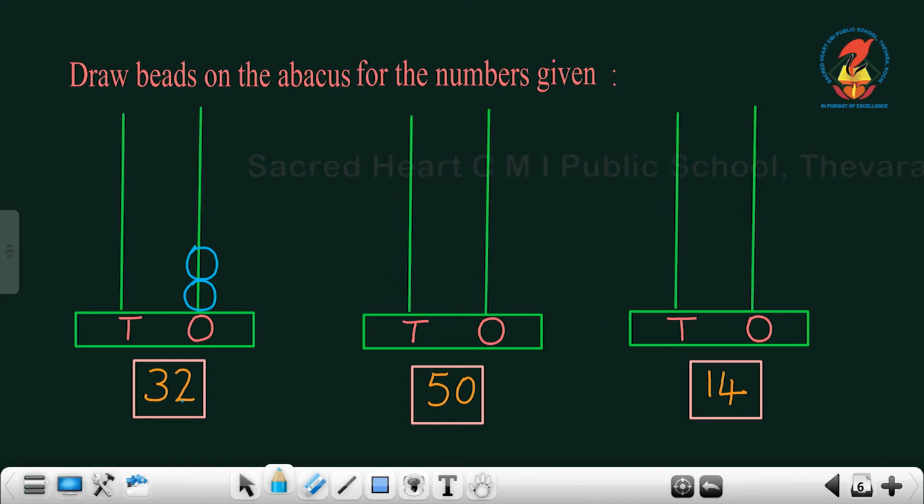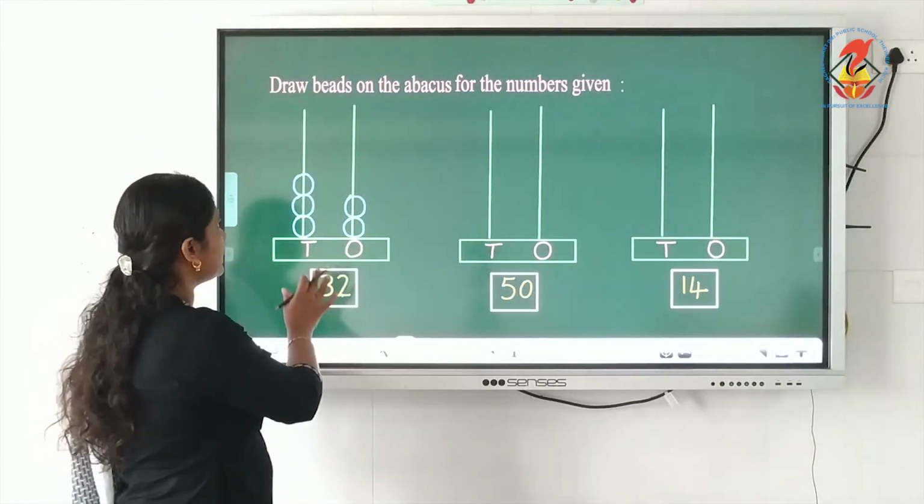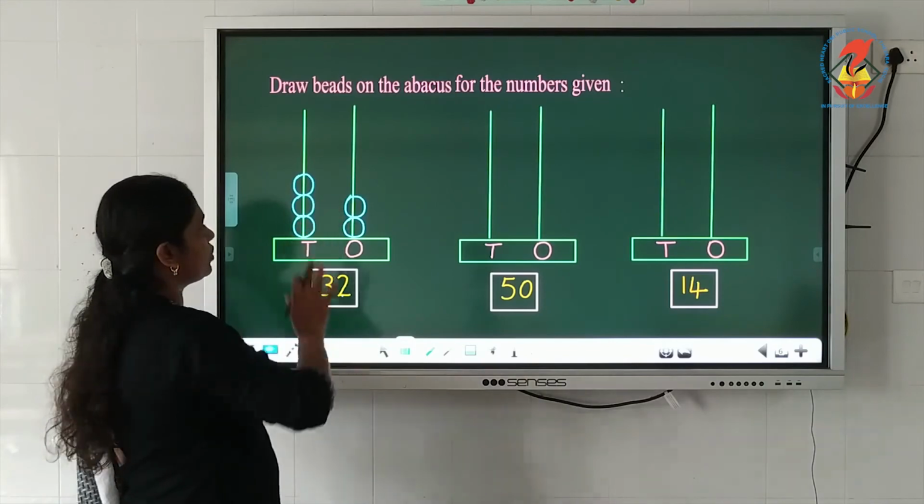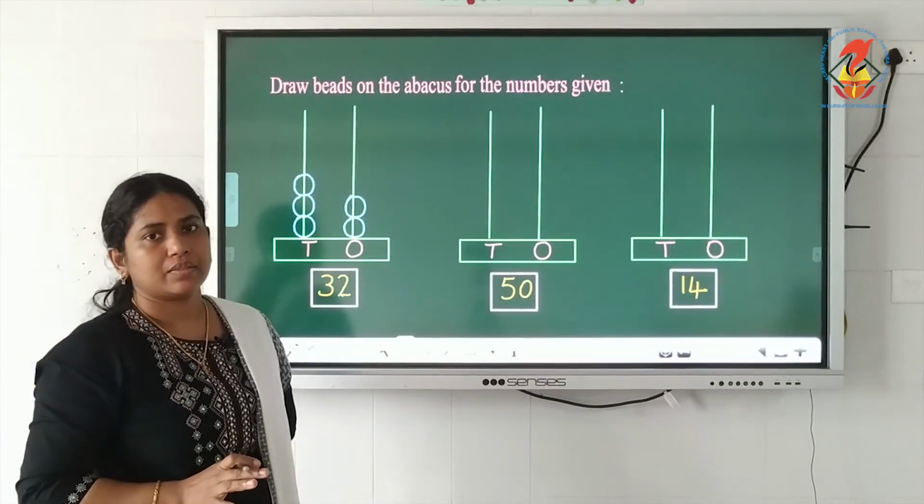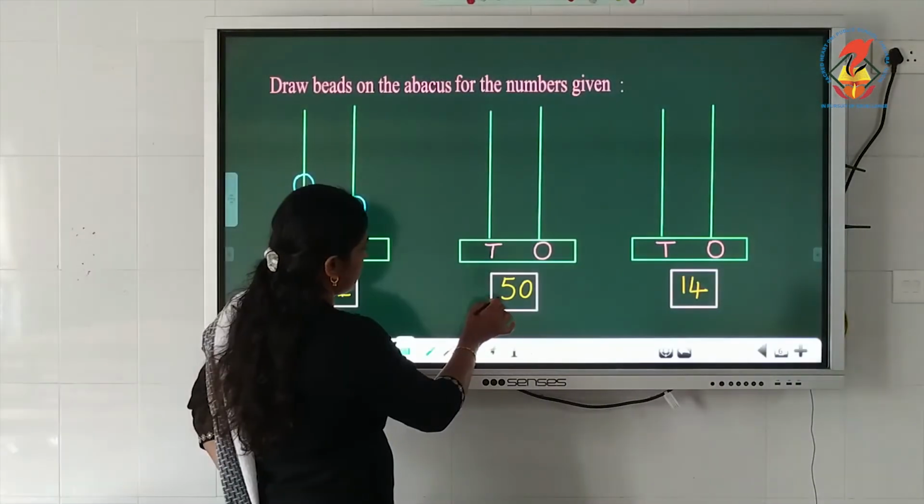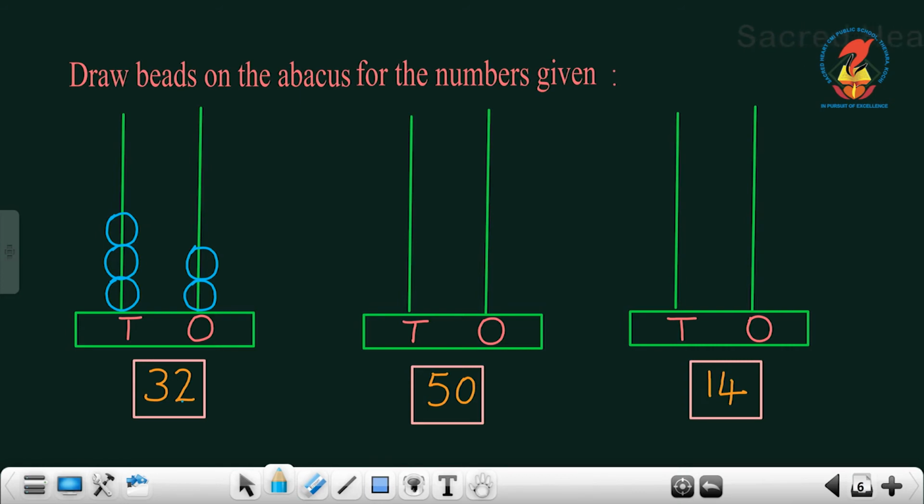Now look, which number is given on tens place? 3 tens. Okay, so we have to draw 3 beads on tens place. 1, 2, 3. This is the number 32. We show it on an abacus. Okay. Now look at the next question. What is the number given here? 50.